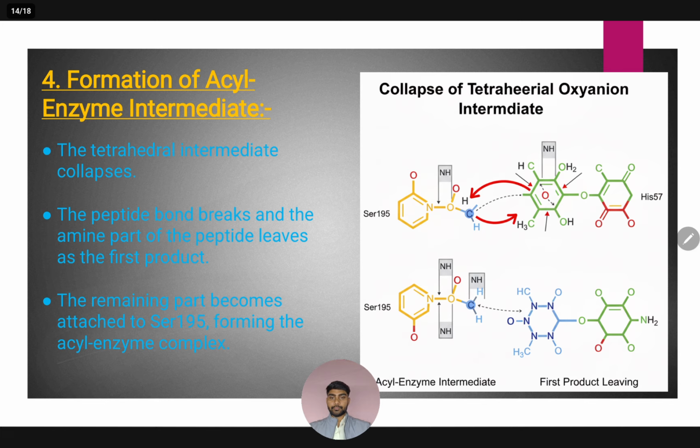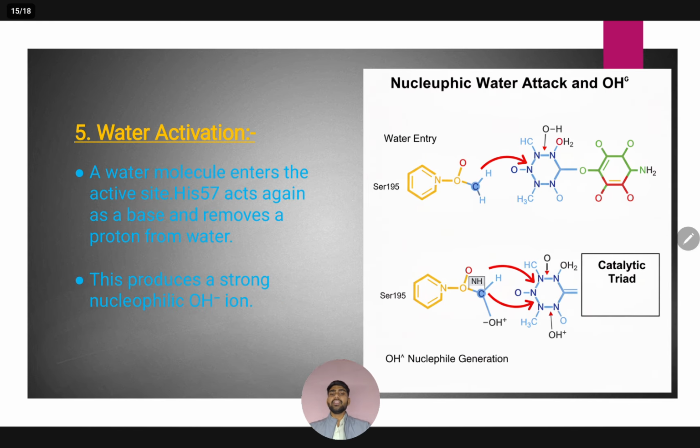In step 4, this tetrahedral intermediate collapses. This collapse causes the peptide bond to break. The amine part of the peptide leaves the enzyme as the very first product. However, the remaining part of the substrate becomes attached to serine 195, forming what we call the acyl-enzyme complex. To finish the job, we need water.